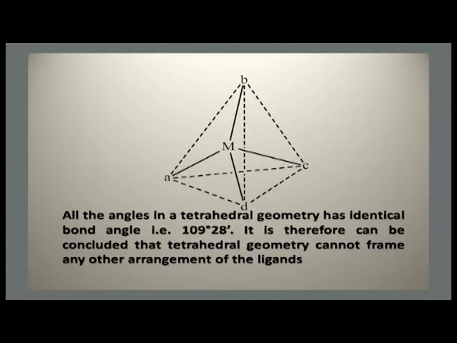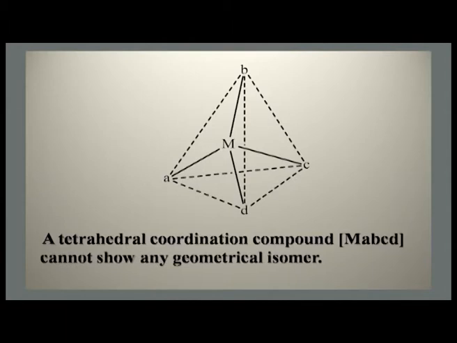A metal ion having coordination number 4 may form two different kinds of geometries: tetrahedral and square planar. Since all the angles in a tetrahedral geometry have an identical bond angle, 109°28', it can be concluded that the tetrahedral geometry cannot form any other arrangement of the ligands. I mean, irrespective of the type of ligands present, whether similar or different, a tetrahedral coordination compound cannot show any geometrical isomers.